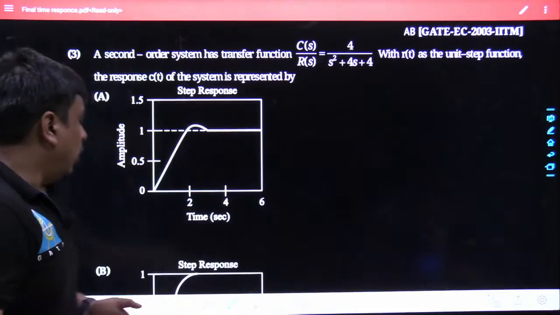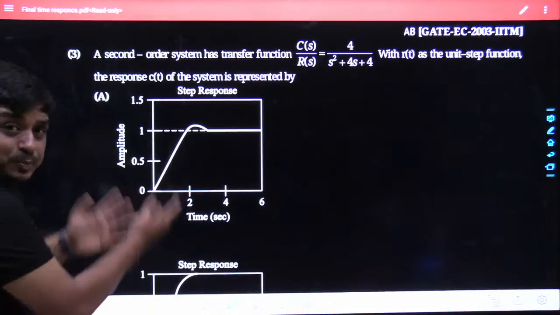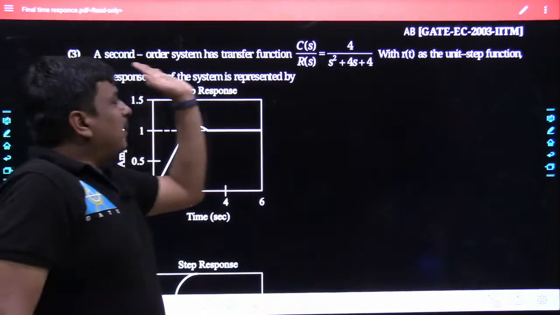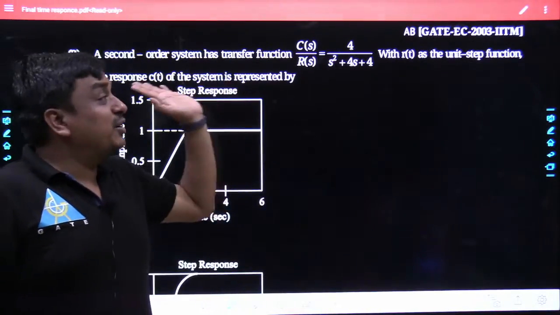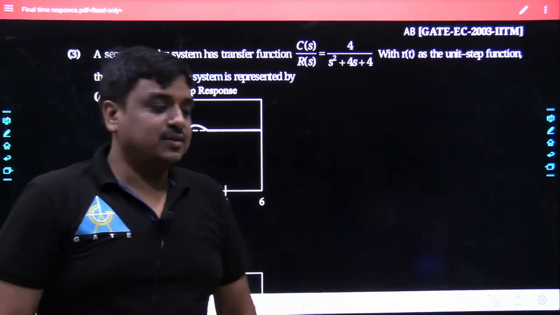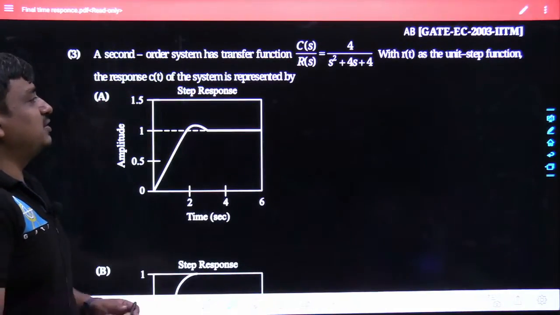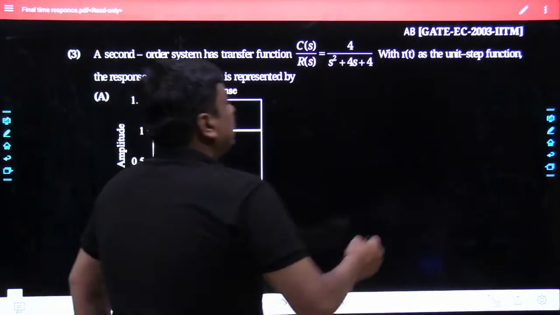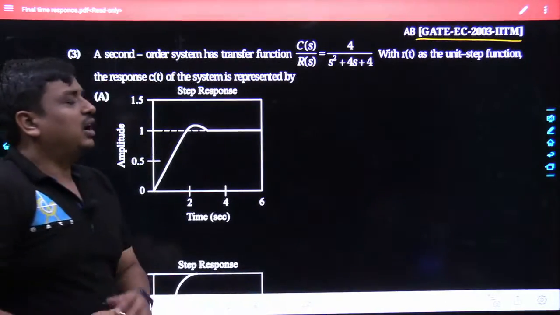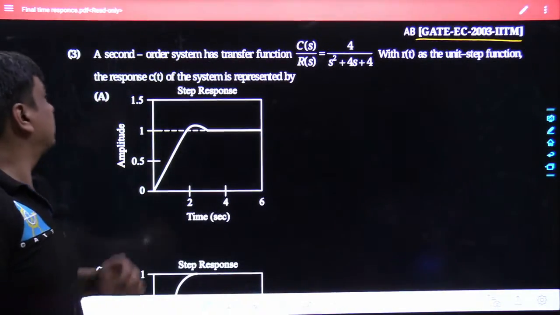Although I cannot show all of the responses which are there within this PDF, but at least by watching this problem, or watching the complete sentence which has been allocated with this problem, you would be able to draw how the response of this given system would be. This problem appeared in GATE Electronics in the year 2003. The problem was framed by IIT Madras. Tell me. See what the problem states.